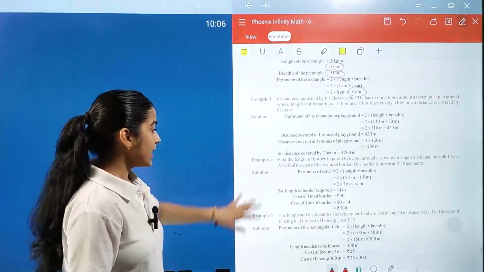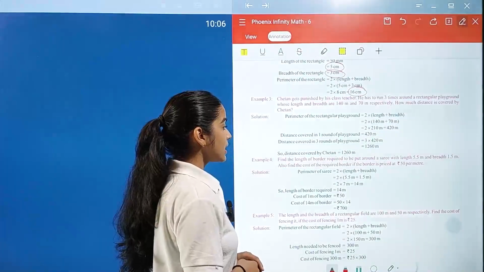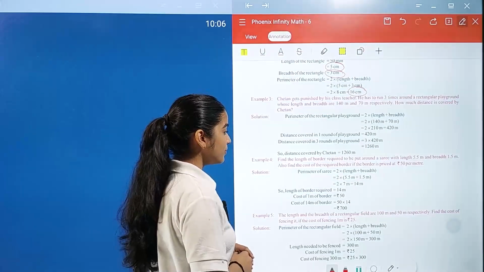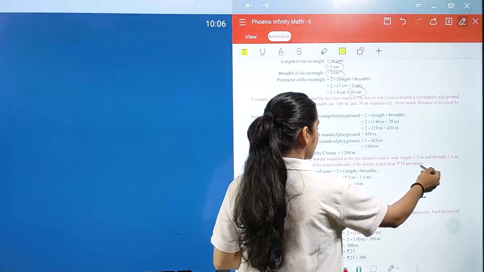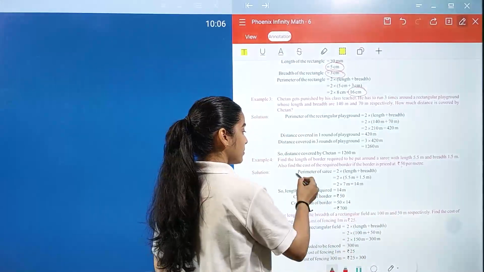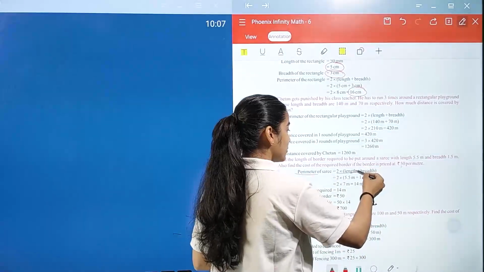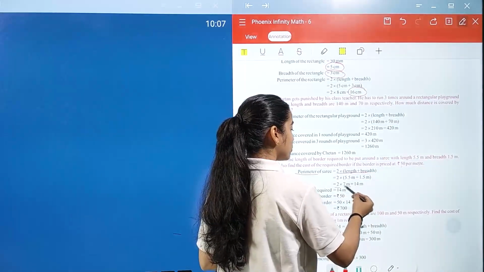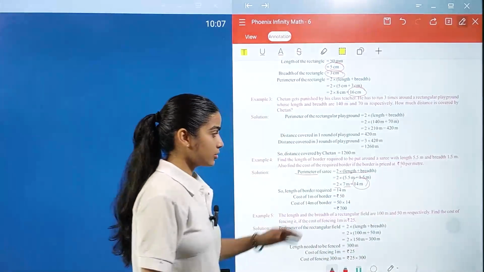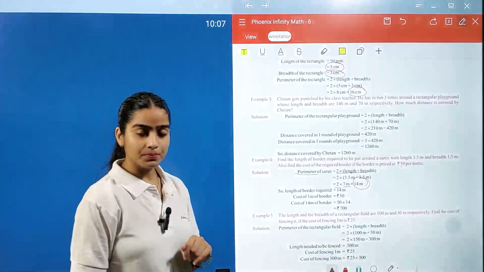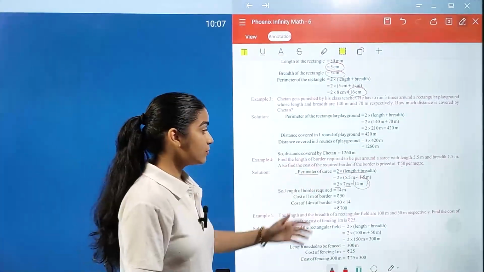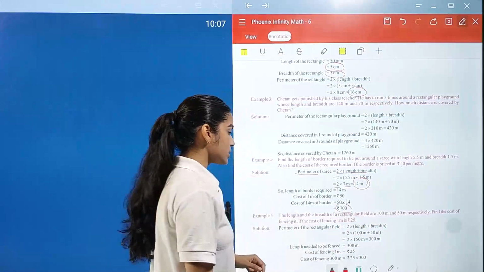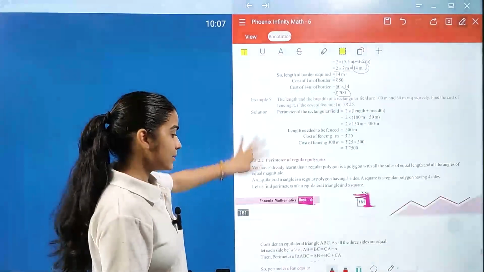Next, find the length of a border required to be put around a sari with length 5.5 meter and breadth 1.5 meter. Also find the cost of the required border if the border is priced at rupees 50 per meter. First of all, you have to find the perimeter of the sari. This is your formula. Put the values into the formula: 5.5 plus 1.5 is equal to 7 meter. Multiply it by 2 and you get your answer, which is 14 meter. The cost of the border is rupees 50 per meter, so you multiply 50 with 14 and you will get the cost as well. I hope these examples are clear to you.